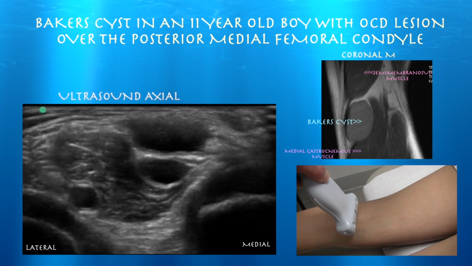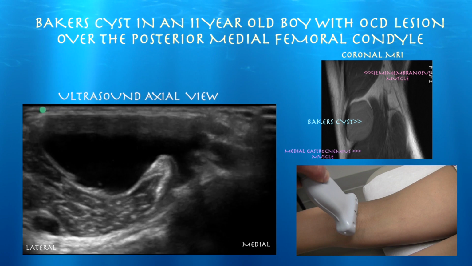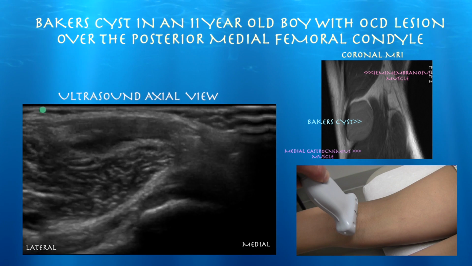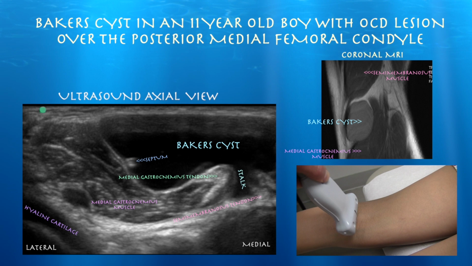Here's an axial view. Again, you can appreciate the Baker cyst, and it does have a nice thick septum within it as well. And you can see that stalk of the Baker cyst that goes between the medial gastrocnemius tendon and the semimembranosus tendon.